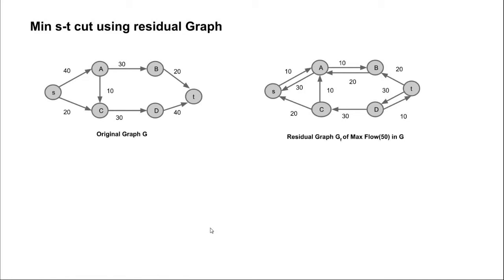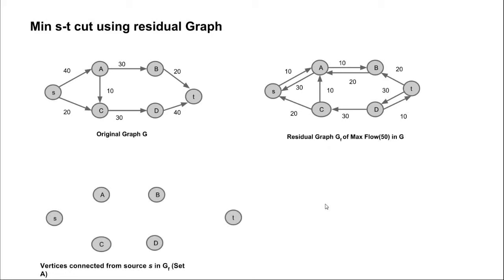Min ST cut using residual graphs. On the left-hand side is the original graph G. On the right-hand side is the residual graph G_f of the max flow 50 in G. This is found using the Ford-Fulkerson algorithm. Now we go one step further. We find all the vertices which are connected from source S in the residual graph.